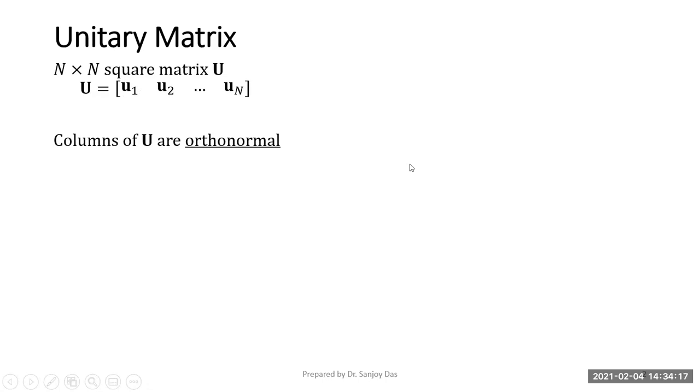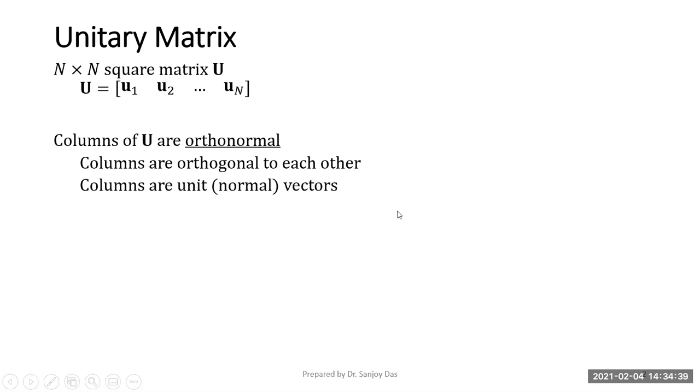By orthonormal, we mean that each of the columns of U must be a unit vector. Furthermore, they must all be orthogonal to one another. Okay? So the columns are orthogonal to one another, and they are also unit vectors.